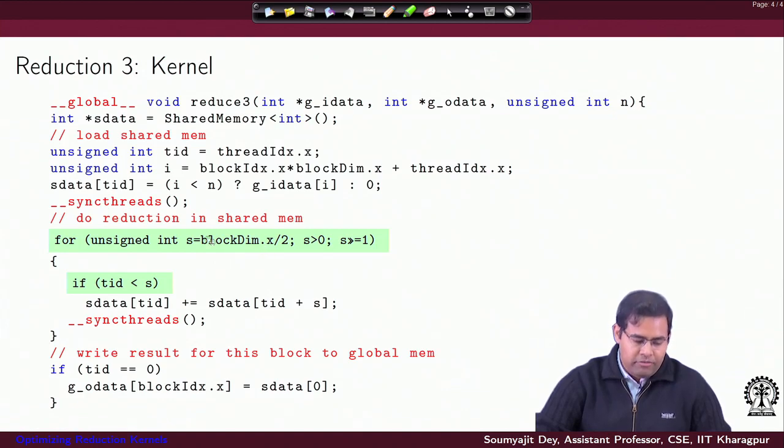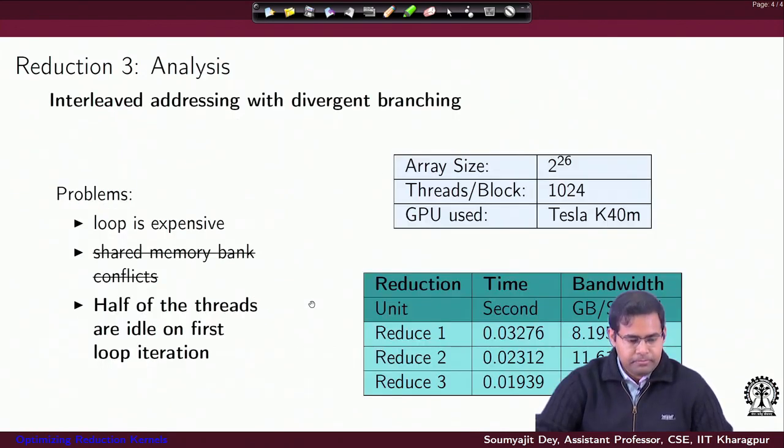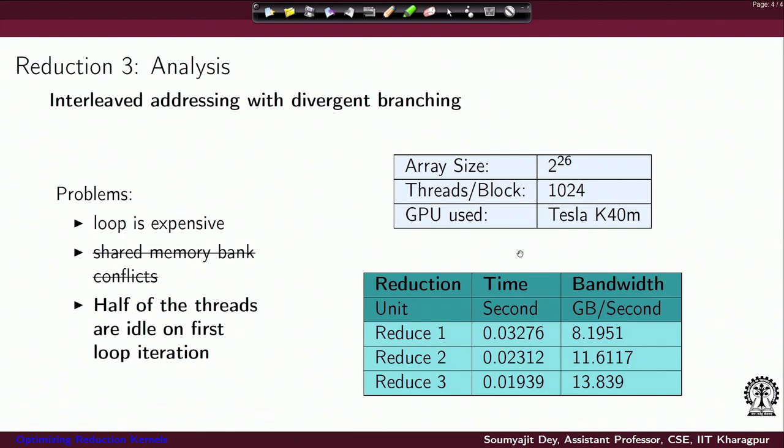So, I have S, the stride value, starting from the highest stride and decreasing. Inside the loop every thread does the usual sum, then you decrease the stride, get into the loop again, compute the sum with the decreased stride, and keep on doing this. Now, let us look at an analysis of this code.